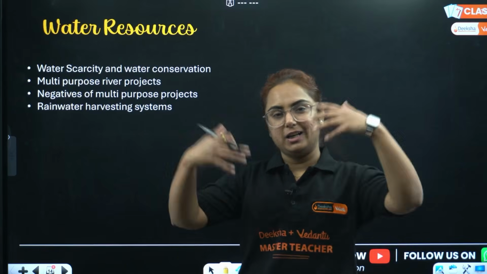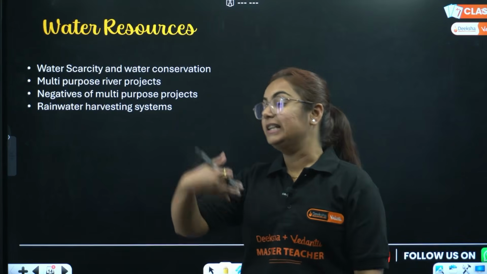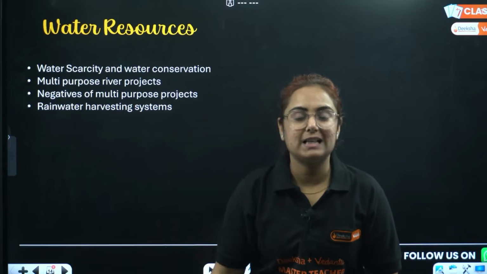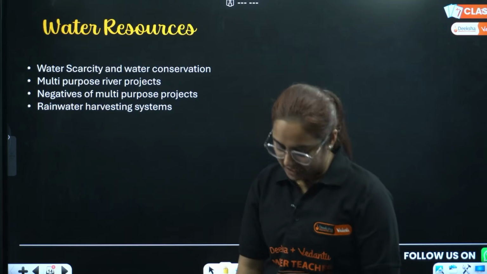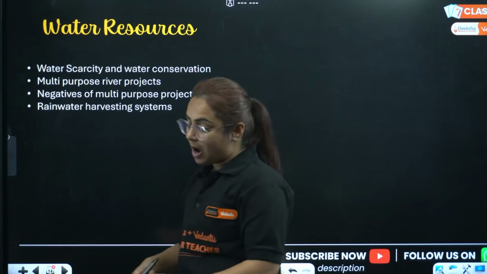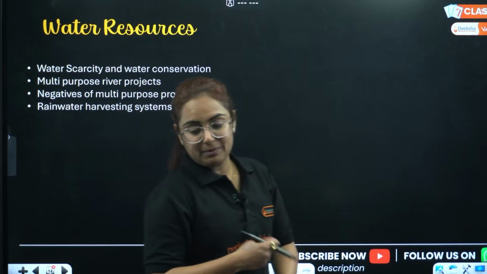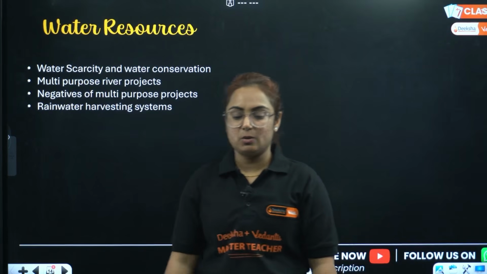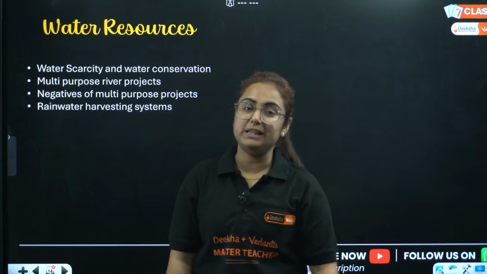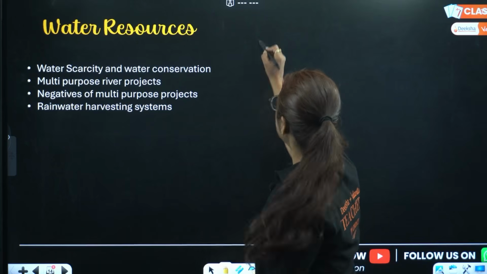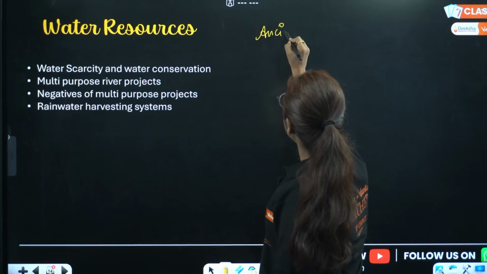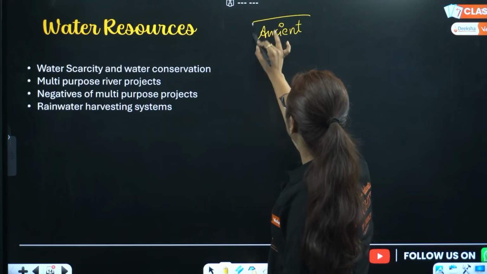Less water, big population. So we need to take steps regarding water conservation. Okay, we are aware about that. So how are we going to conserve the water? Do we have any plans? Do we have any projects? So bacha, what happened in ancient India, right? In ancient India, certain multi-purpose projects were made.